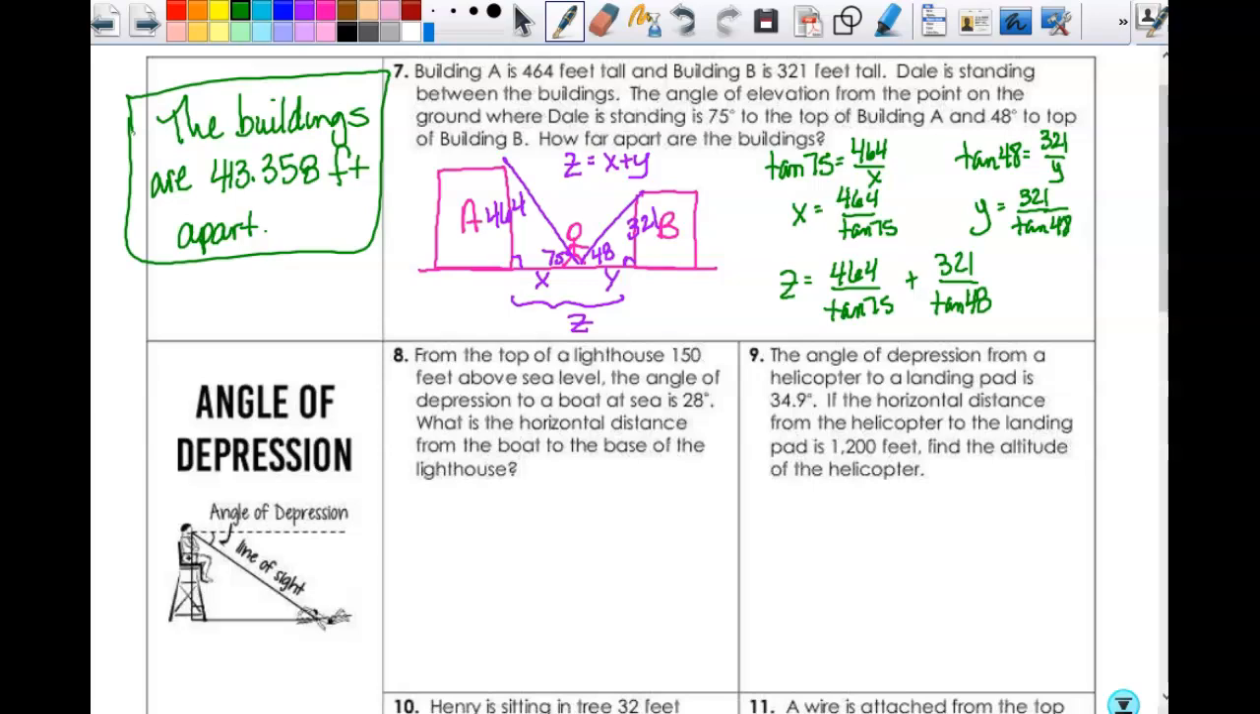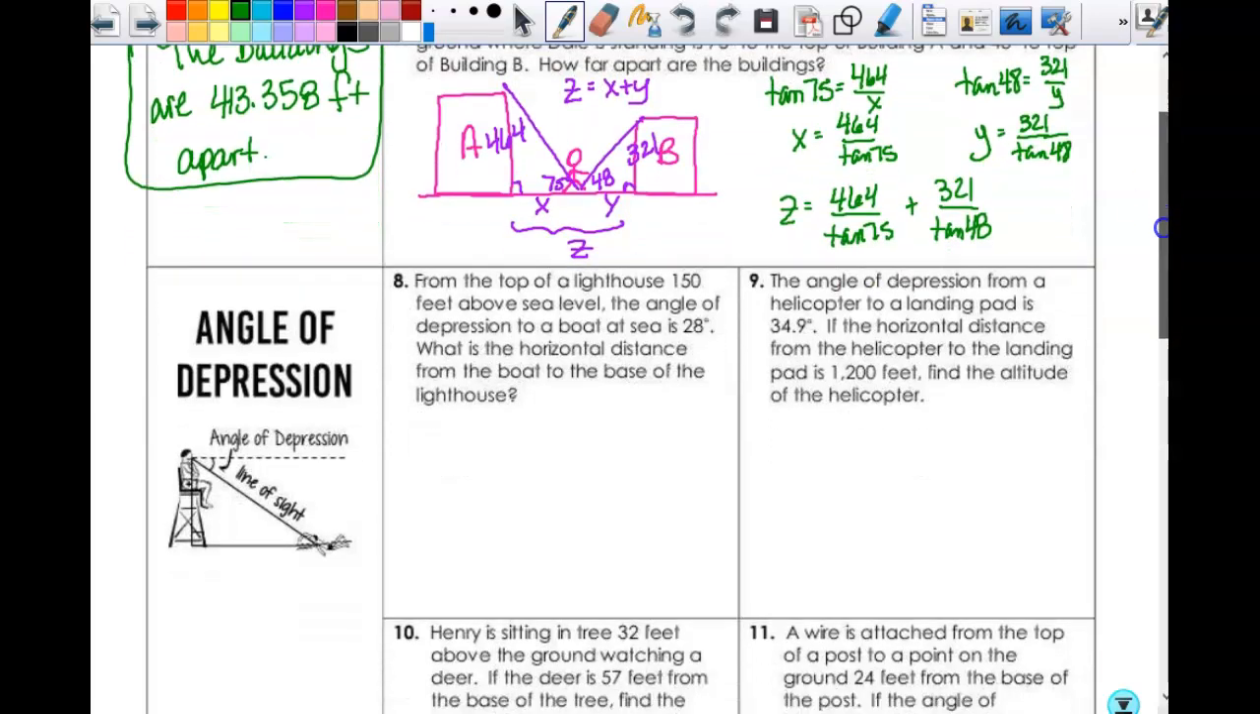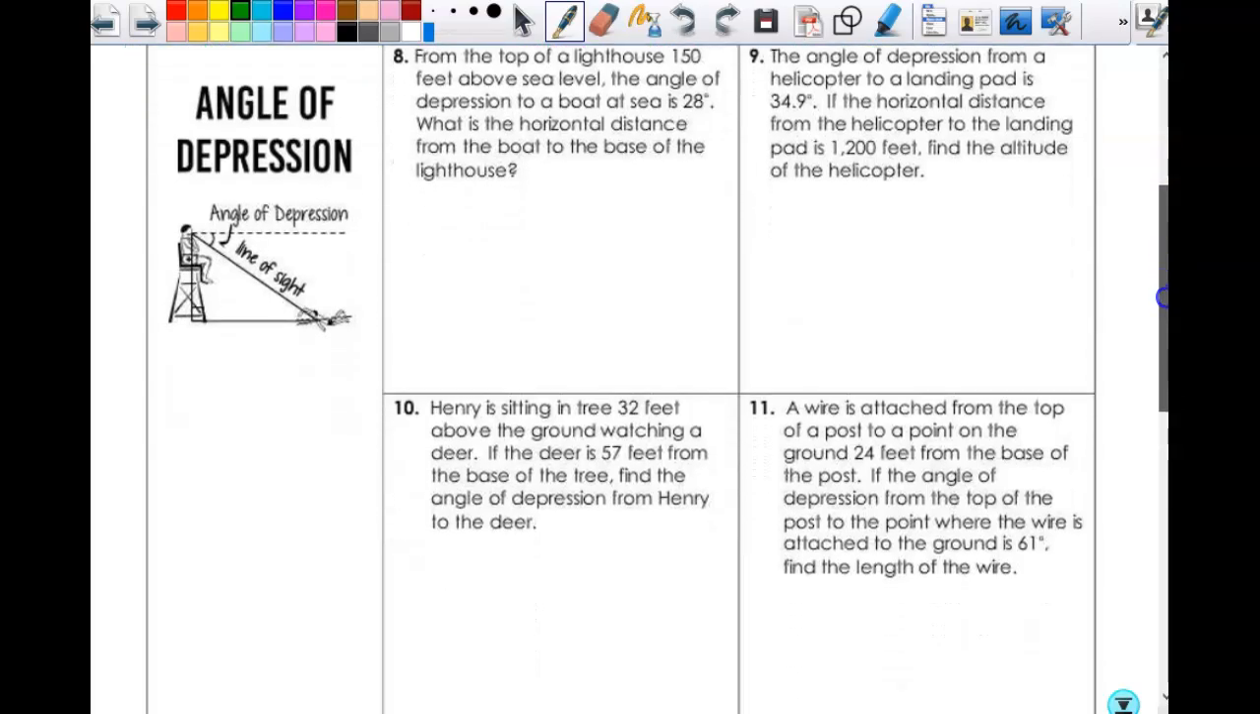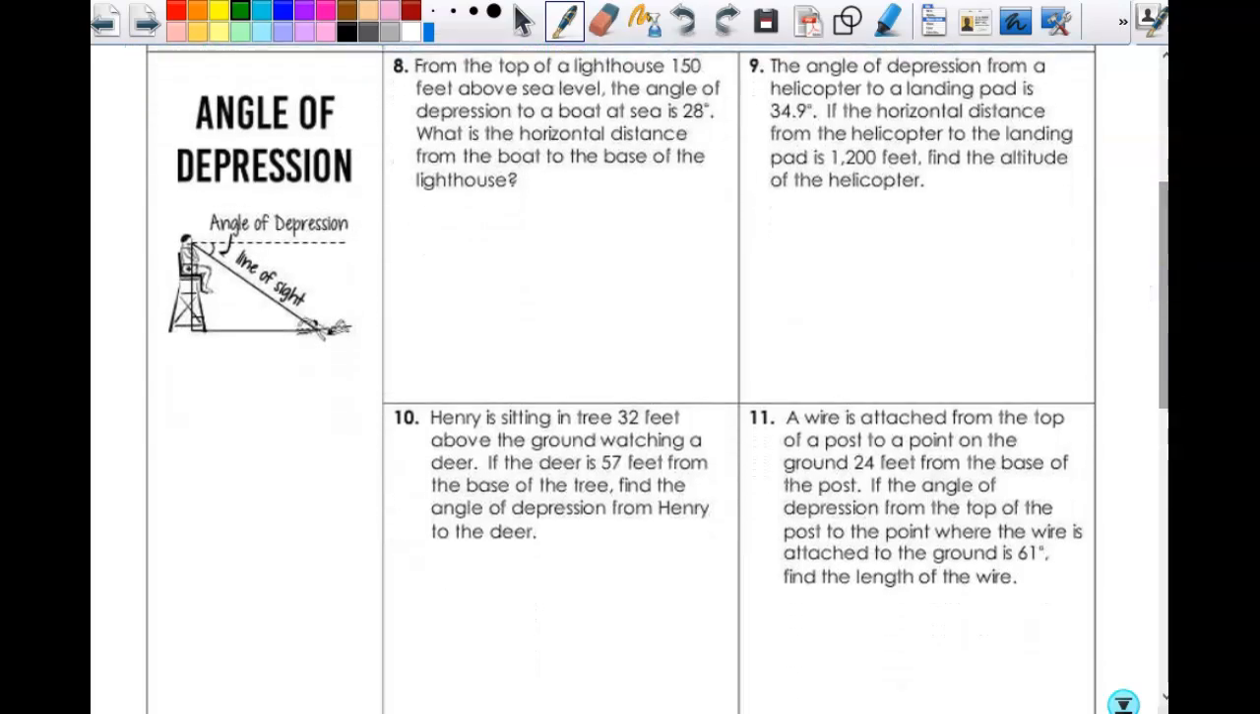We good? Awesome. All right, so that's the last one we're going to work completely. We're just going to look at the pictures for some of the other ones. So let's look at number 8. It says from the top of a lighthouse 150 feet above sea level, the angle of depression to a boat at sea is 28 degrees. What is the horizontal distance from the boat to the base of the lighthouse?